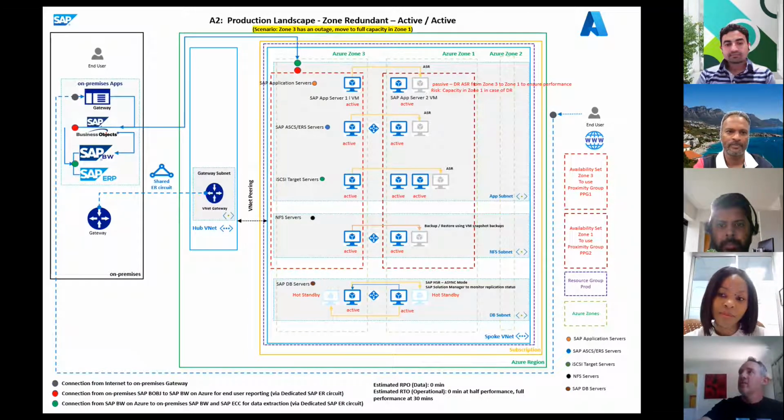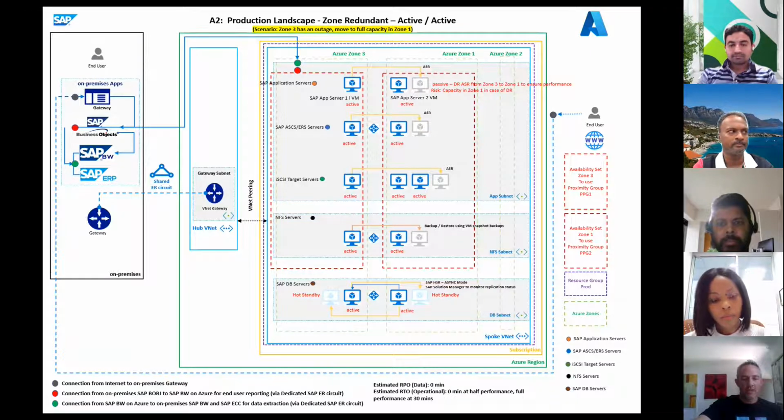So let's have a look. We've got an app subnet, an NFS subnet, and a DB subnet. In the app subnet you can see we're running our application service, our ASCS ERS service, and our iSCSI target service. Then we've got the NFS subnet, where we run NFS, which will probably later be replaced by Azure file shares when that becomes GA in South Africa North. That's expected, I think, in this quarter, but it's not been confirmed yet. It will replace the NFS cluster setup.